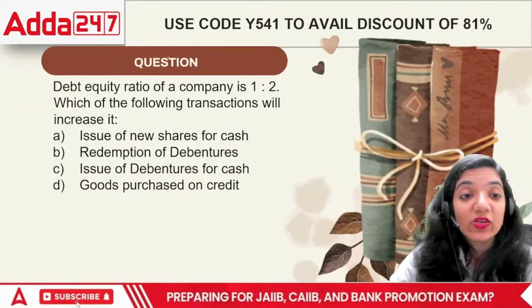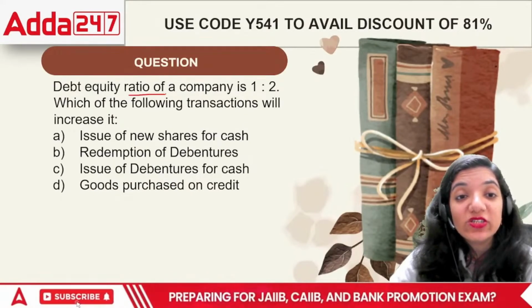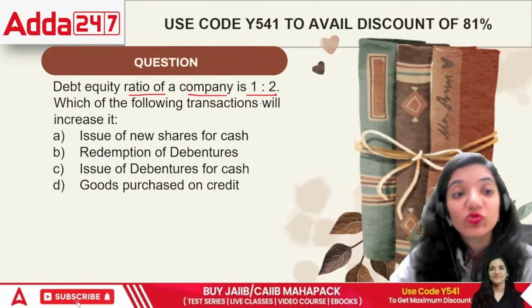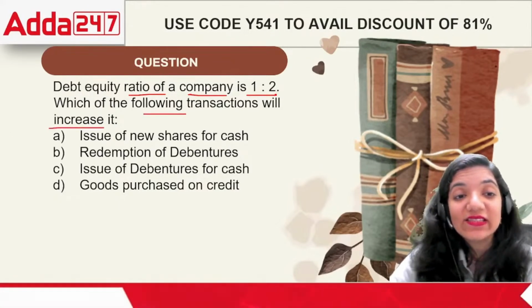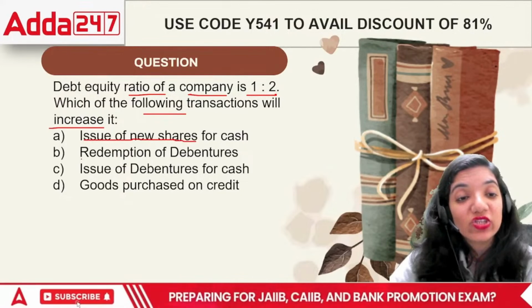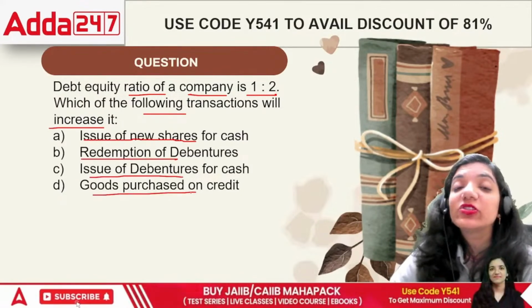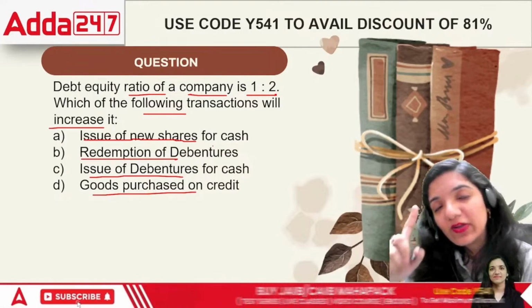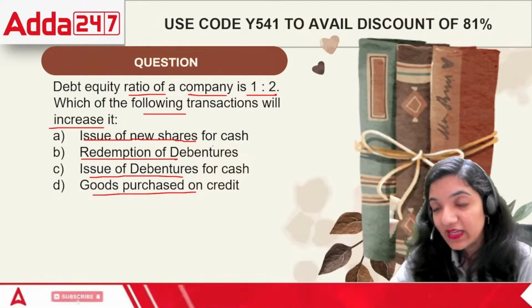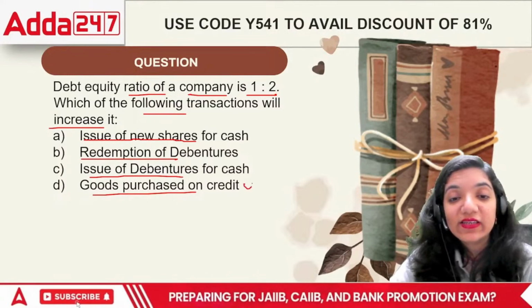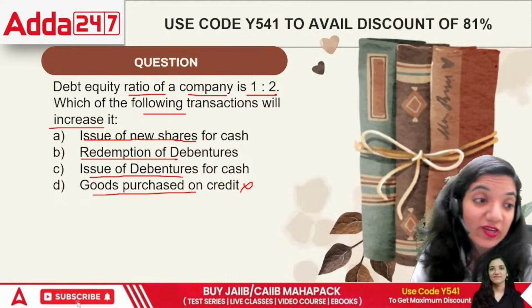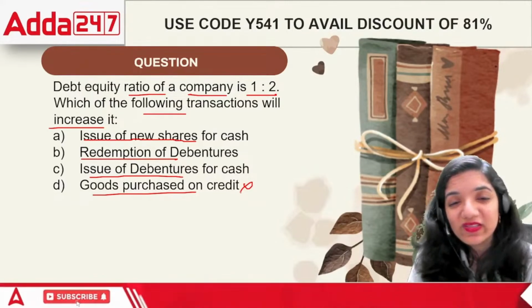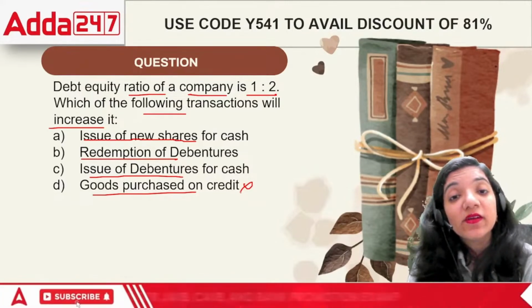Next question. The debt equity ratio of a company is 1 is to 2. Which of the following transactions will increase it? Issue of new shares for cash, redemption of debentures, issue of debentures, or goods purchased on credit. One of the basic things: debt and equity. Nothing is affected by goods purchased on credit, because this is a current assets and current liability based scenario, so it's taken away.